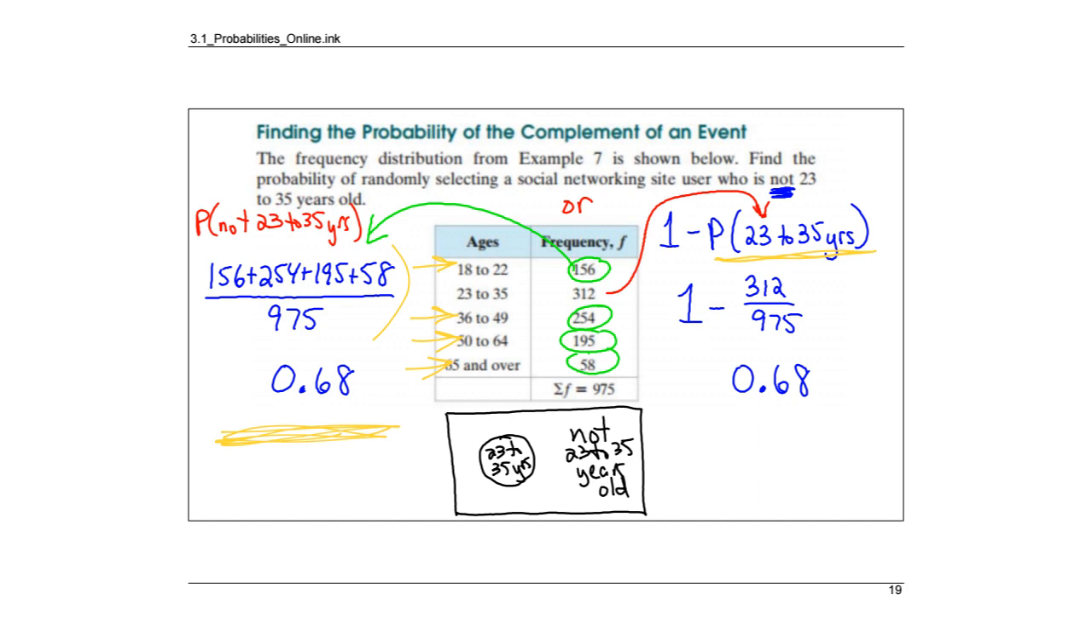I take 1 minus 312 over 975, and notice I get the same answer. So this would be 1 minus the probability of, I take that back, the probability of 23 to 35. So it would be 1 minus the probability of 23 to 35, and that would give me the probability of someone being not 23 to 35.